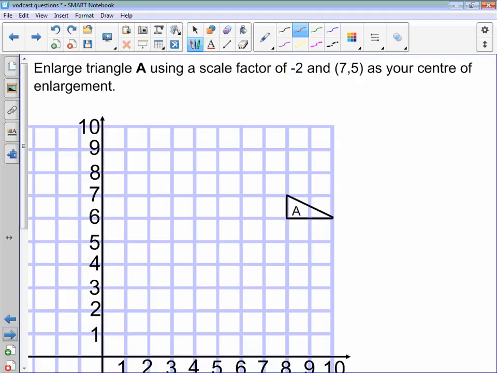Now our final one we're going to look at is enlarging triangle A using a scale factor of -2. Now we've been asked to use 7, 5 as our centre of enlargement. So our centre of enlargement is going to be here. Now this time, to work out where the new triangle is going to go, I need to not only work out the distance from a point to the centre of enlargement, but I also need to multiply them by 2 and go in the opposite direction. So the first corner here, I need to go 1 right and 1 up, which means if it's a scale factor of -2, I need to go 2 left and 2 down. So it needs to go in the opposite direction.